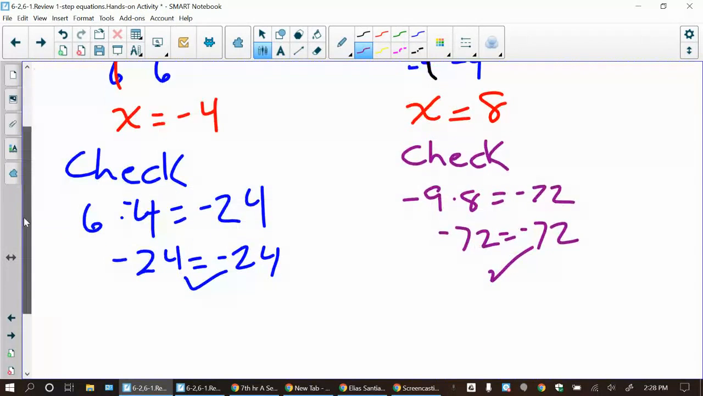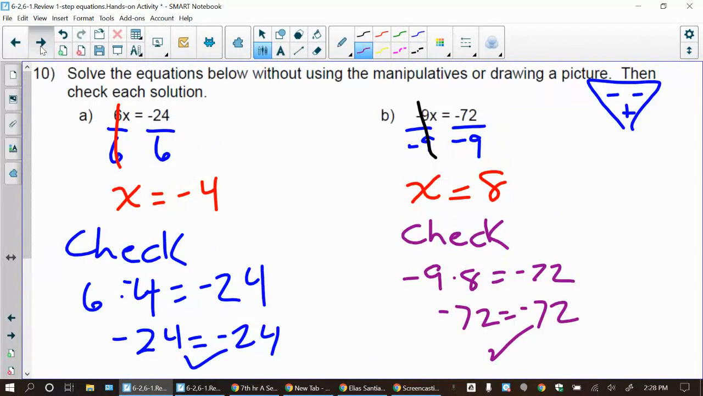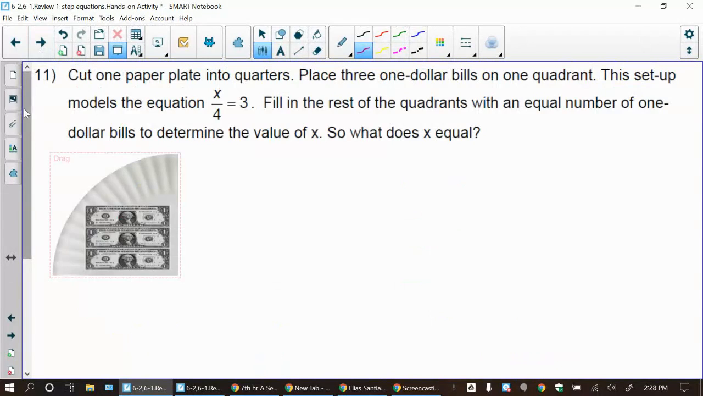All right, we need to pause that, catch it up. All right, cut a paper plate into quarters. That means you pull it in half twice. Okay, then inside each of these, we're going to put $3 bills in one quadrant. Okay, this setup models x divided by 4 equals 3.